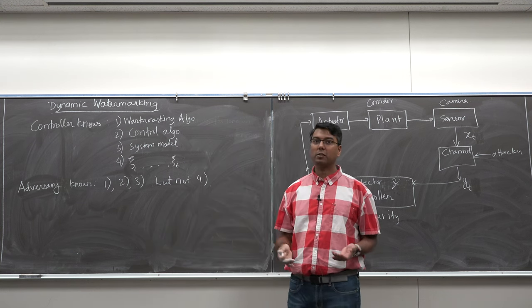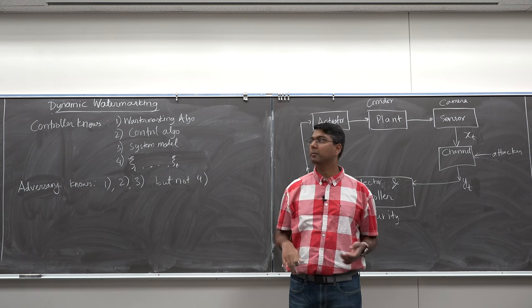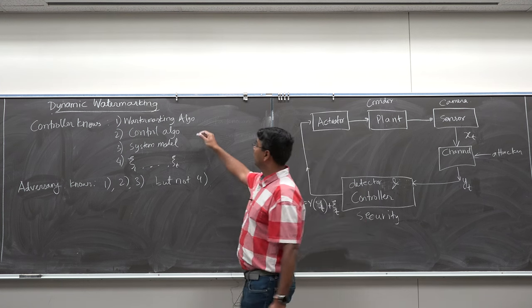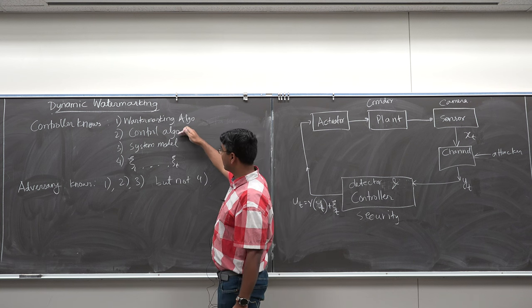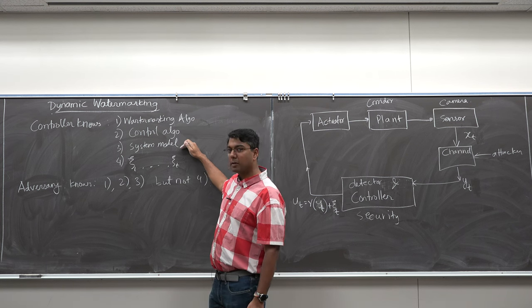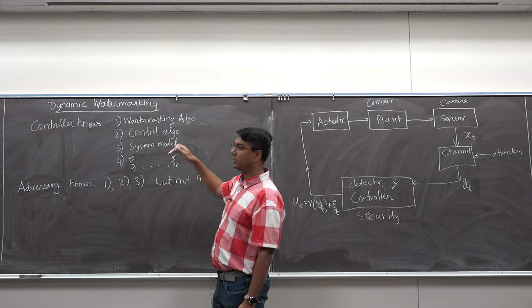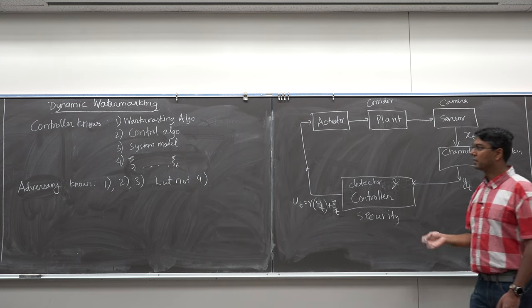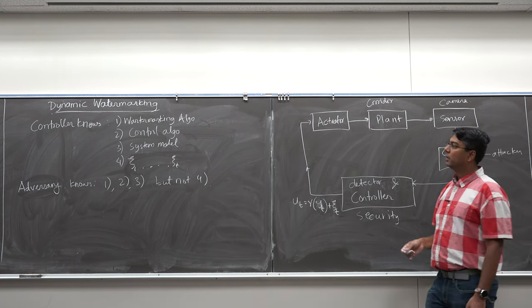Everybody can get access to the manual for the air conditioning system that is running this building. And the manual will spell out what is the algorithm, what is the control logic. System model, not too difficult to deduce based on the input-output characteristics. For a lot of different things, the system model is very well known.